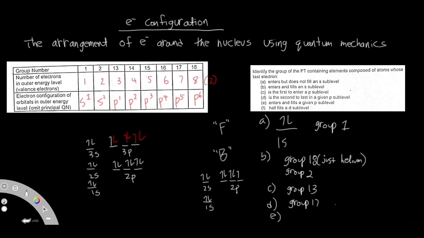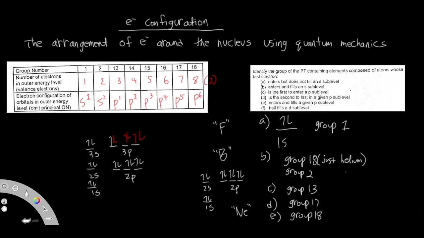Let's do E. It enters and fills a given P sublevel. That's what we just talked about. If you were to add it fully, now it's completely filled. Now it has 10 electrons, which would be neon. Neon is what group? It's group 18. So this here would be group 18.